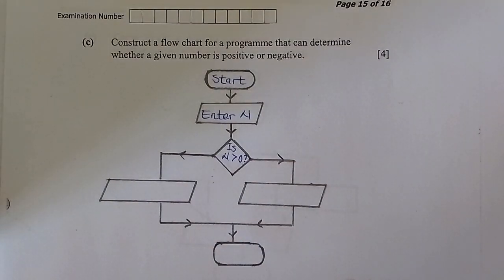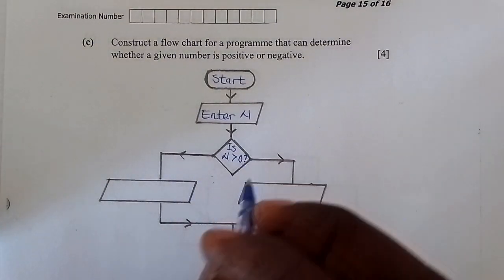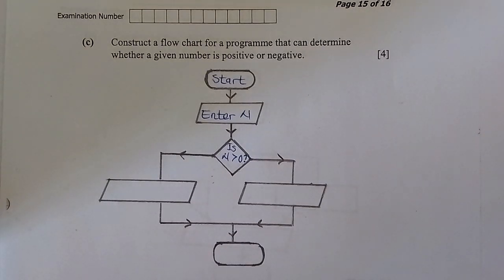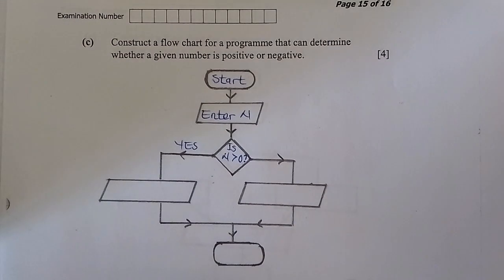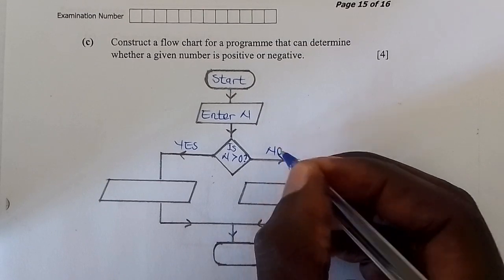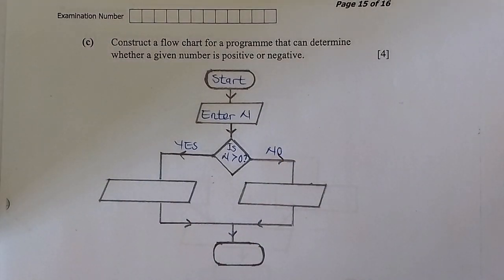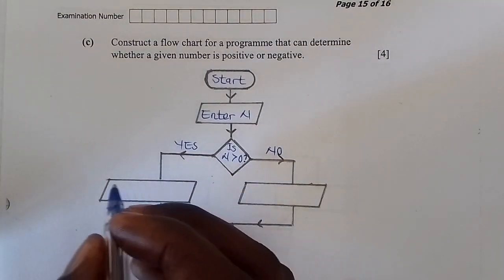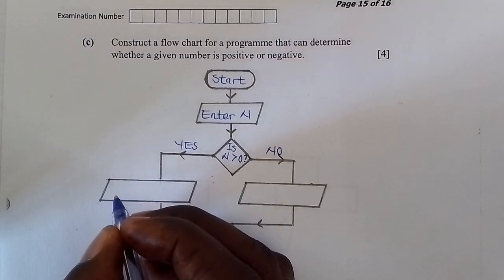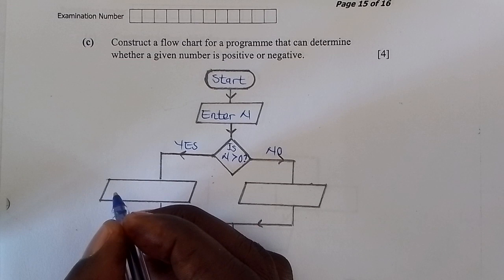So there are two outcomes from a decision stage for this question. It is either n is greater than 0 or less than 0. So if n is greater than 0, then the outcome we're going to have is yes here. And if n is not greater than 0, then we're going to have a no on this side. So there are two outputs. So now from this stage, if yes, n is greater than 0, then we're going to have output of n as a positive value.